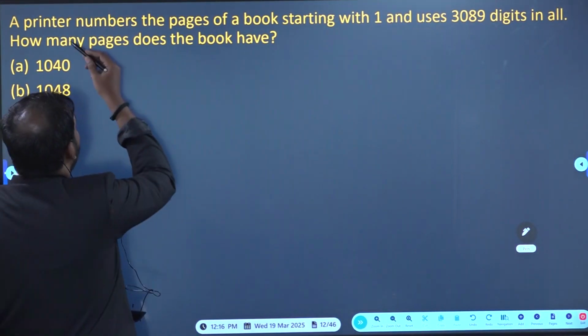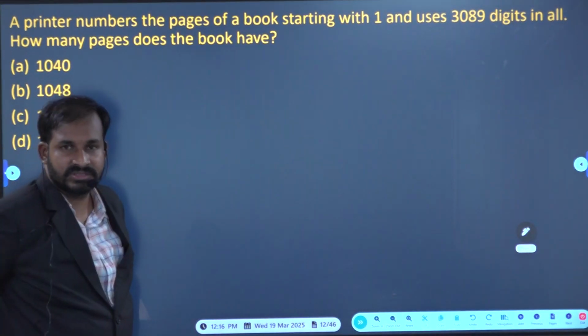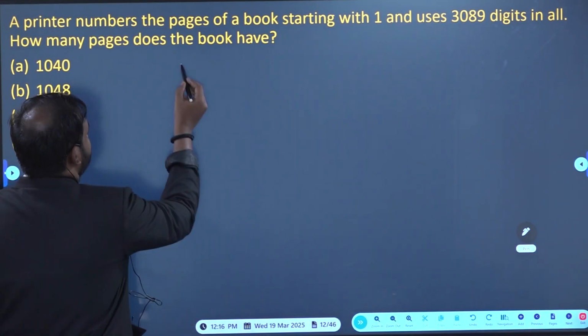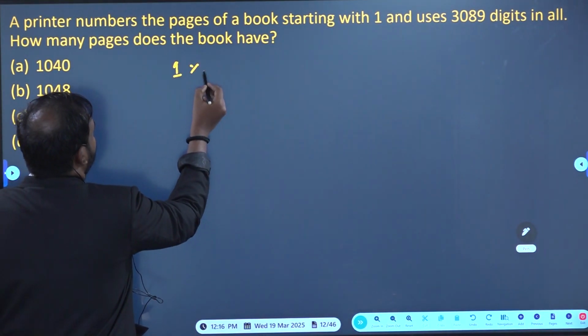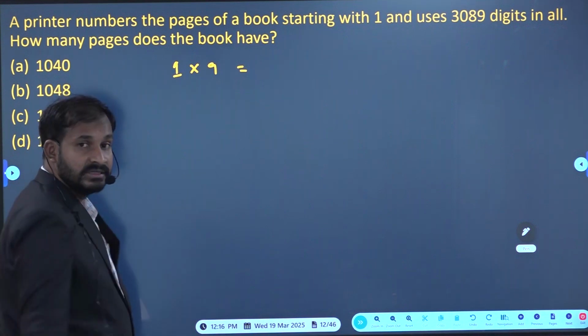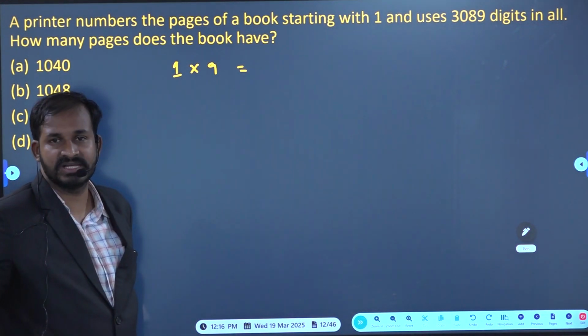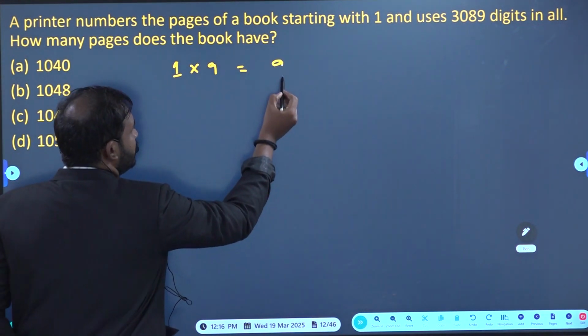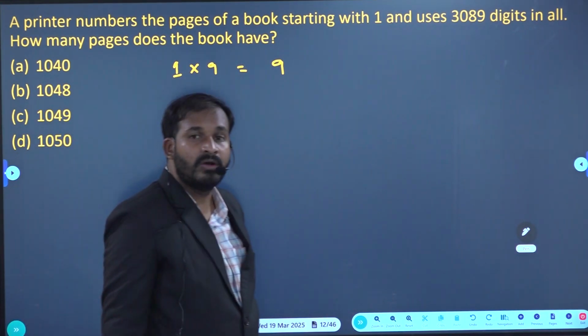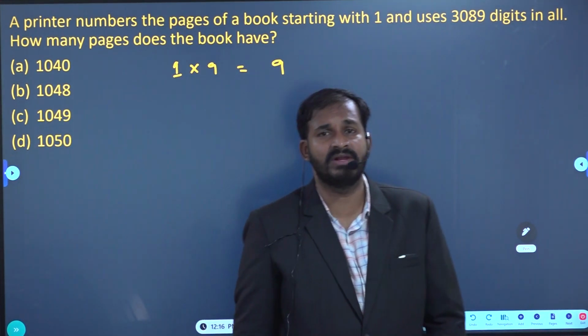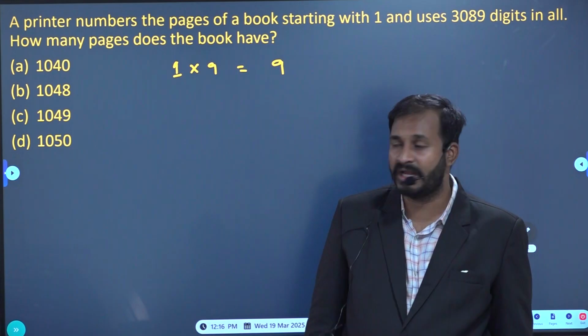Now see here, how many one digit numbers will we use if we start with 1? 1 into 9, 9 digits, right? 1, 2, 3, 4, 5, 6 like this up to 9. How many one digit numbers will we use? 9. Now tell me how many 2 digit numbers we will have in total, from 10 to 99, right?